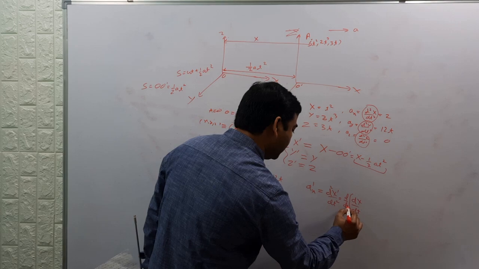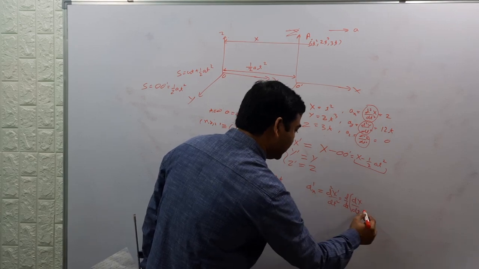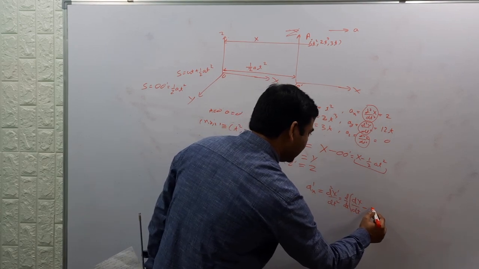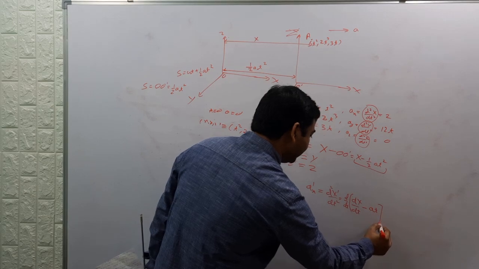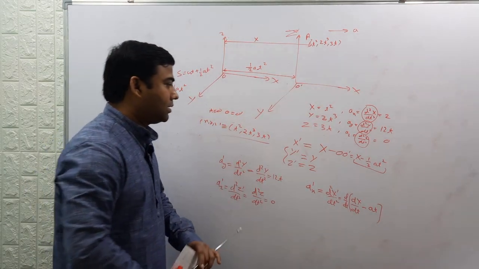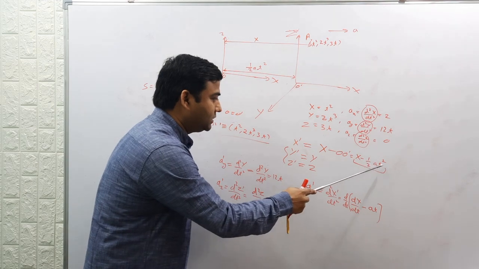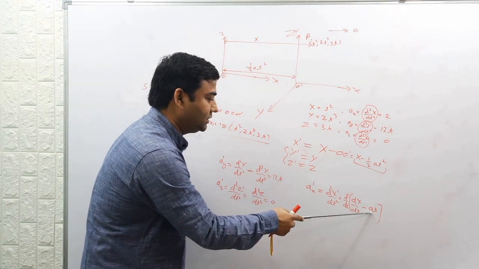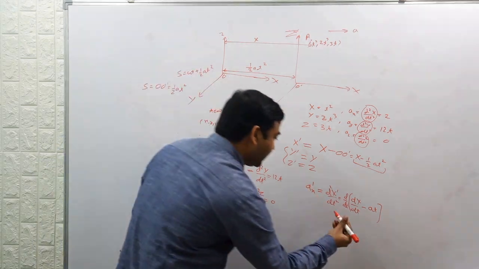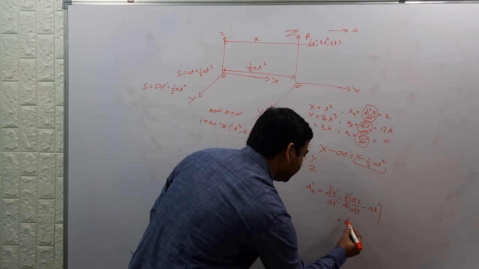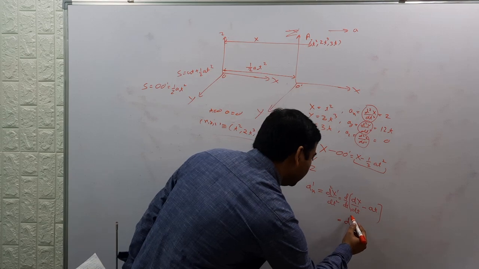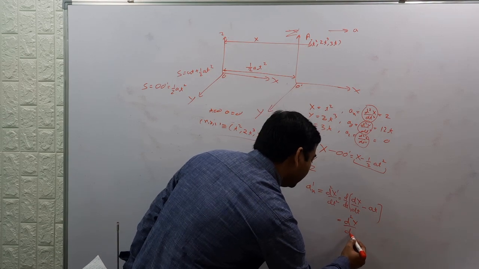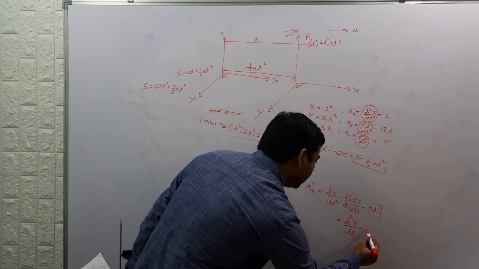This can be written as d/dt of (dx/dt minus at). Differentiation of this 2t into half, that is 2 and 2 will cancel, only at will remain. And this can be written as d²x/dt² minus a.